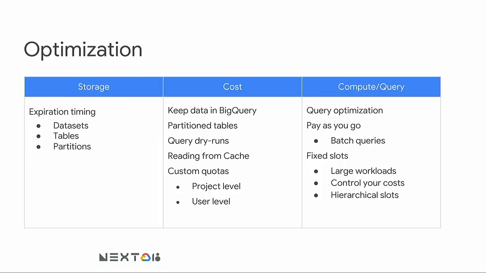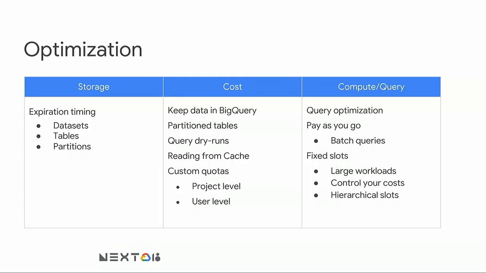Now your users are using it, your admins are monitoring it, so of course they'll find new use case patterns and new information that they did not know when they built it. So how do you optimize based on what you know? When it comes to optimization with BigQuery, there are three major areas which I would like to cover: storage, cost, and compute.